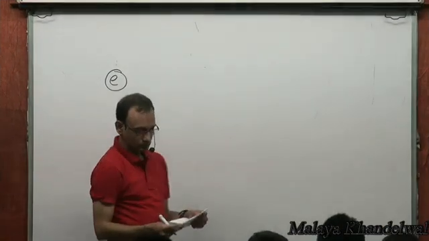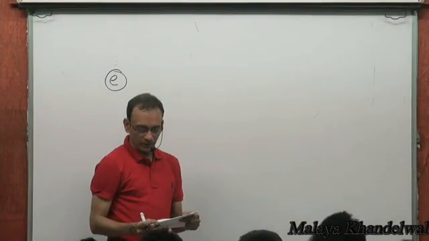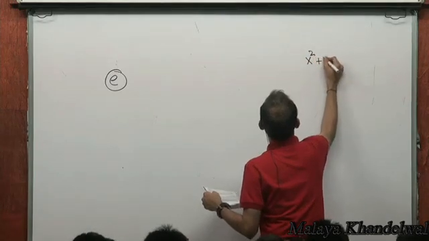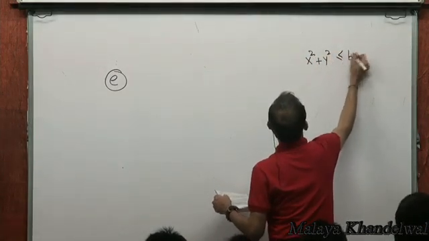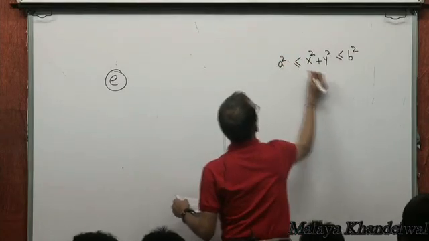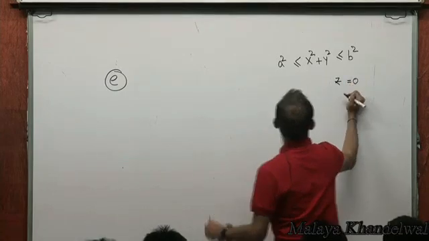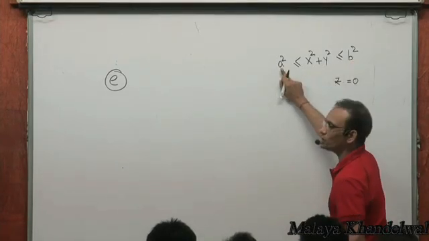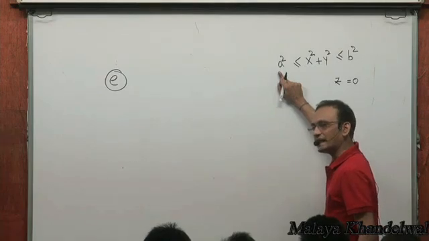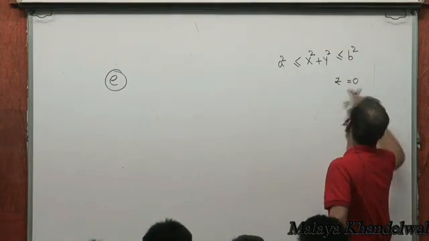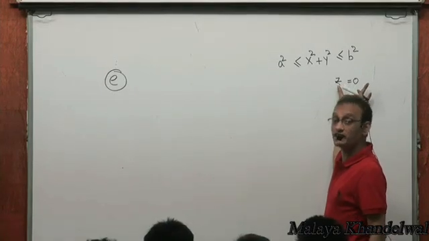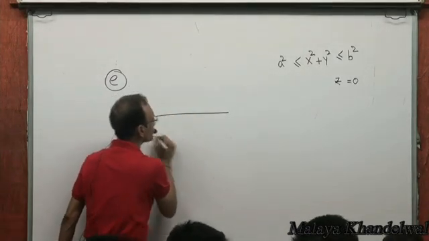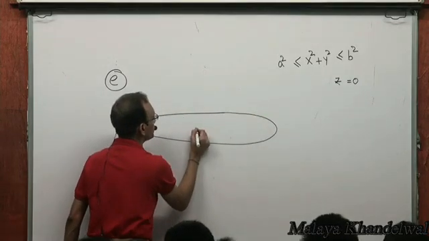The next problem. A positive charge plus q is uniformly distributed in the xy plane, in a region given by x squared plus y squared less than or equal to b squared and greater than or equal to a squared, and z equal to 0. Now x squared plus y squared equal to b squared is a circle with center 0 0 and radius b. x squared plus y squared equal to a squared is a circle with center origin and radius a. This is the region between the two circles lying in the xy plane. z equal to 0 is the xy plane. Yes or no? So essentially this region is given by an annulus in the xy plane.